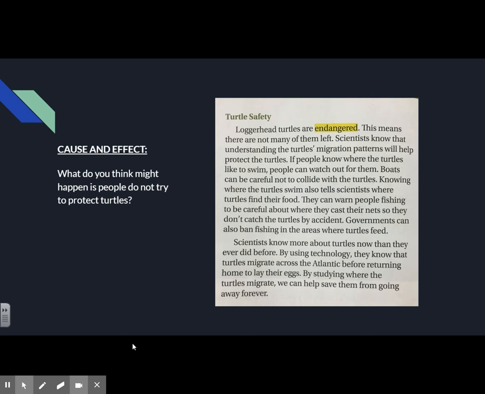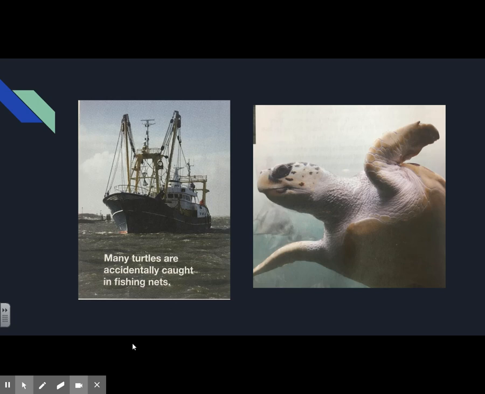So it says, what do you think might happen if people did not try to protect the turtles? Well, I believe the turtles might disappear forever. They all might just die because people are hitting them with boats. People are fishing and taking their food supply. There are some people who might even go out and try to catch the turtles and keep them for themselves. So there's a lot of things that might happen if people didn't try to protect the turtles. Many turtles are accidentally caught in fishing nets. And this is one way that they could protect the turtles, because if they put a ban on using fishing nets here, then these turtles wouldn't get caught.